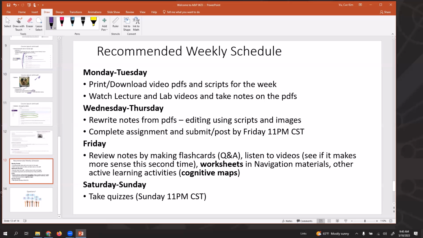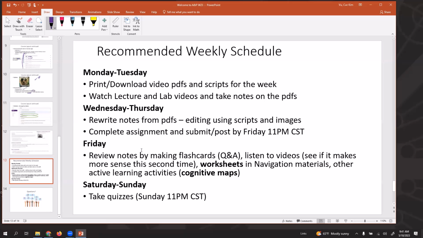When you're rewriting your notes, make sure you edit them. For example, use the script to make sure that all the notes are there. Add images or add mnemonics. So make the notes yours. Then complete the assignment and submit and post by Friday at 11 p.m.